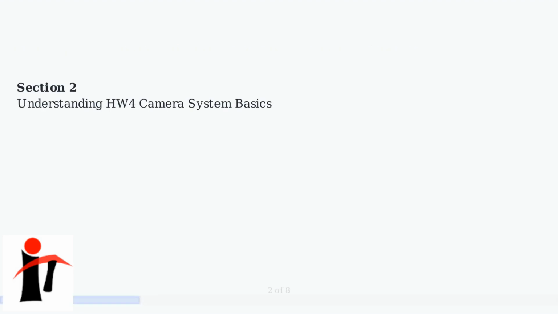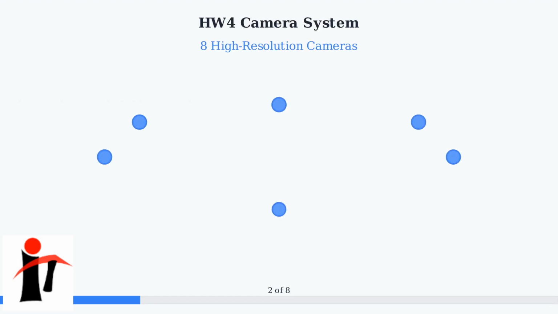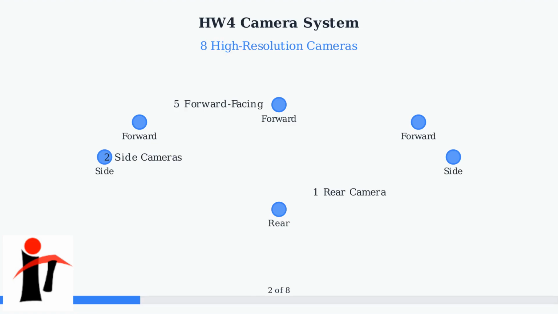The HW4 camera system in Tesla's Model 3 2024 is a sophisticated vision-based setup that powers autopilot and full self-driving features. Let's explore its key components and how it works. The HW4 system features 8 high-resolution cameras strategically positioned around the vehicle: 5 forward-facing cameras for long-range detection, 2 side cameras for blind spot monitoring, and 1 rear camera for backup assistance.